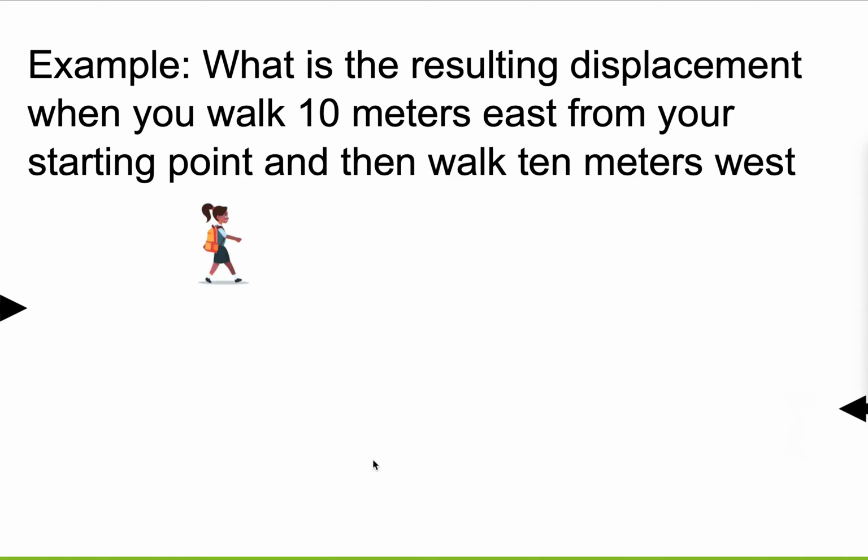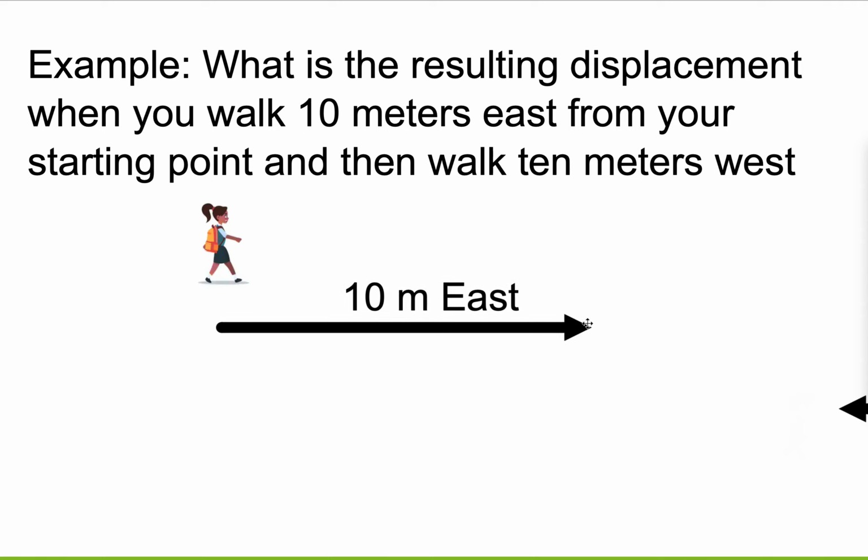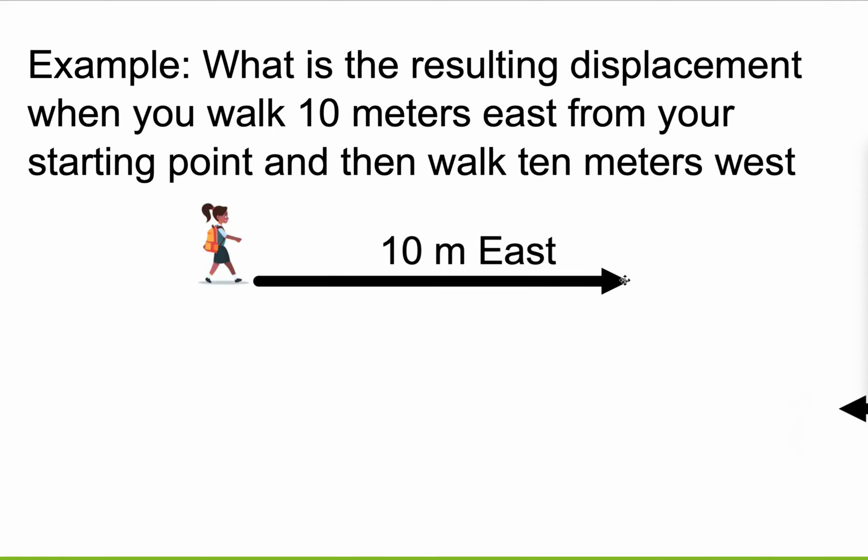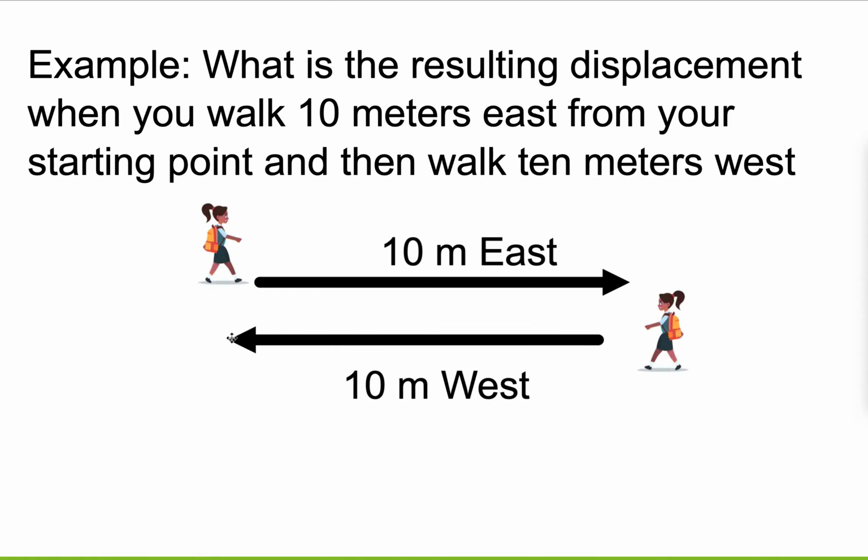All right? And this is my example. I want to know what the resulting displacement is if you walk 10 meters east from your starting point and then walk 10 meters west. So I have this person, and she's walking, say, to school. She's going to walk 10 meters east. On my screen, east points to the right. Then she stops, she turns around, and she's going to walk back 10 meters west. How far did she end up from where she started?